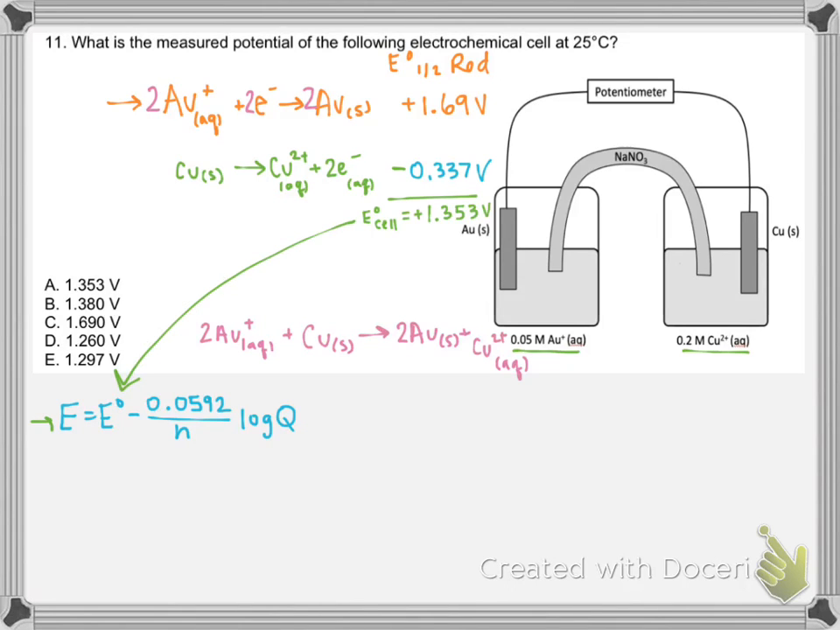And so when we want to figure out Q, we'll do aqueous products over aqueous reactants. So we'll have our concentration of copper ions divided by our concentration of gold ions squared. And those values we'll get from underneath the beakers above. So we'll have 0.2 molar divided by 0.05 molar squared as our Q value, which ends up being 80.